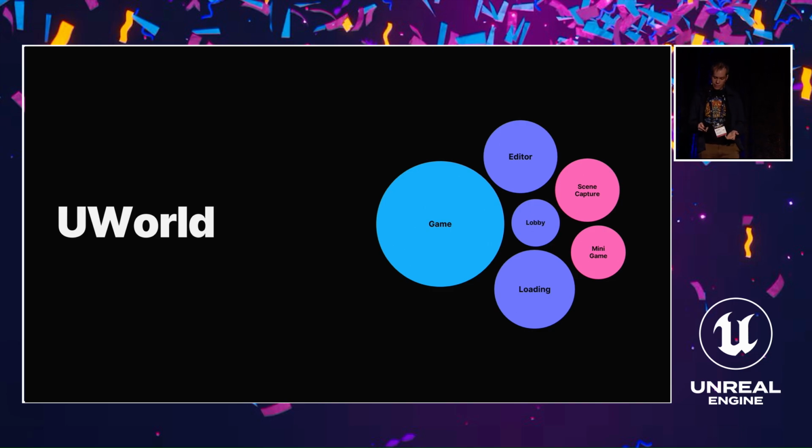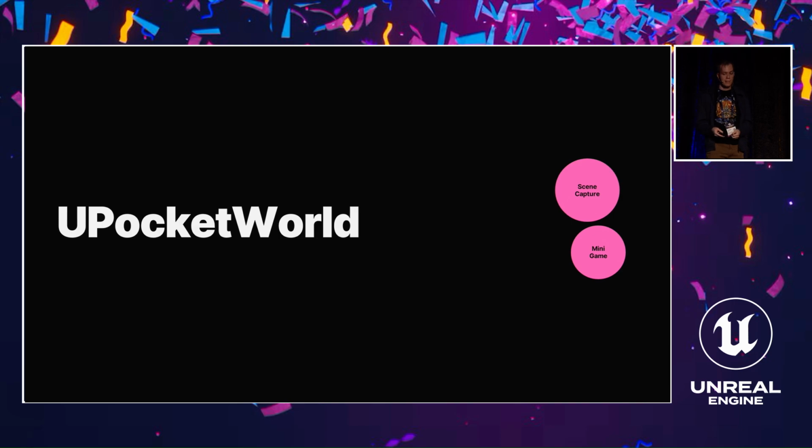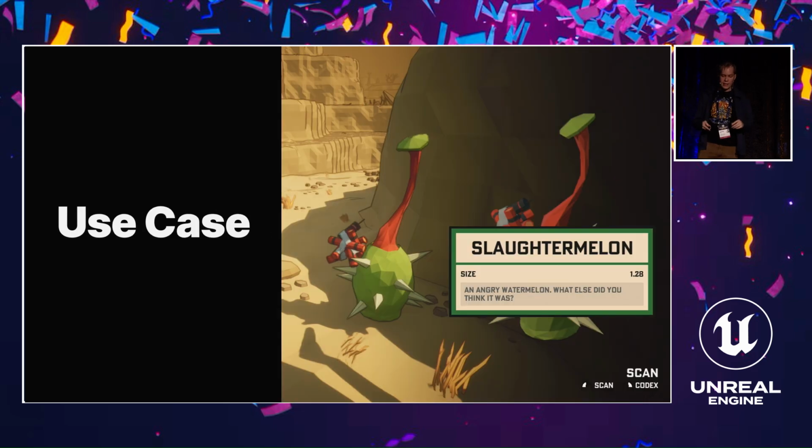That's the idea of Pocket Worlds, basically giving us full control over UWorlds, letting us create and fully manage them and exploit all of their power for ourselves. So I'll give you a little example from my own game. This is a slaughtermelon. They're basically angry watermelons that attack you if you get near them.